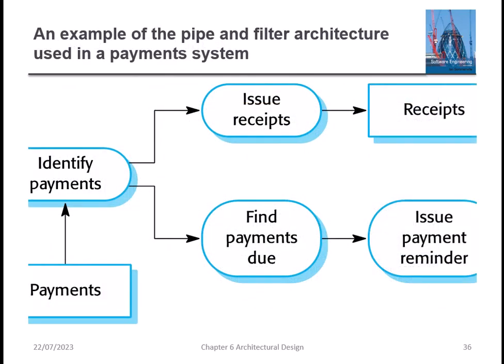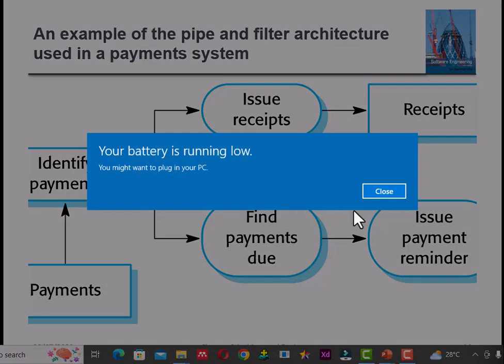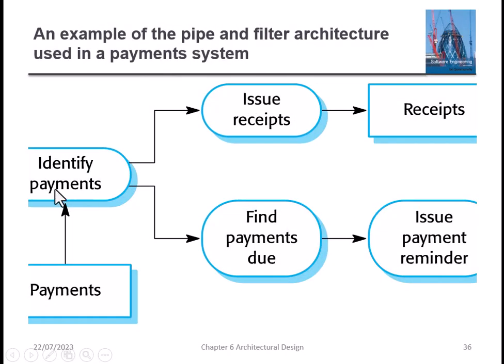This is an example: payment in a bank. If someone sends you money from abroad and you visit the bank, different data has to be processed by different units. First you go to one counter, then after processing the data you go to another counter, then after processing the data you go to another counter, and then you get the money. So receipts are issued and payments are given after passing through different filters.